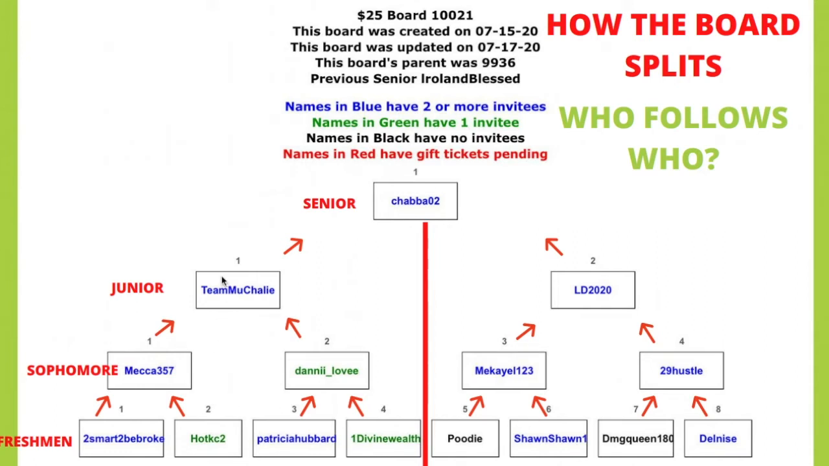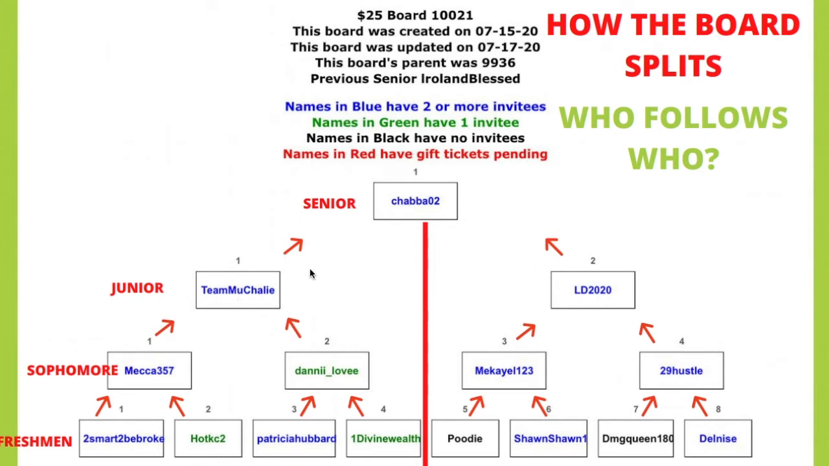So keep in mind when you are inviting people, the slots tend to fill up in order 1, 2, 3, and 4, and 5, 6, 7, and 8, depending on where the inviter comes in. But as far as who you follow after you land on that board, let's be clear. You can see me right here in this freshman position, and I landed on 1. I landed on a 1 on the freshman, and that means I'm going to be following Mecca 357. Mecca 357 is going to be following Team Muchali, and Team Muchali is following Chaba until they reach that senior position.